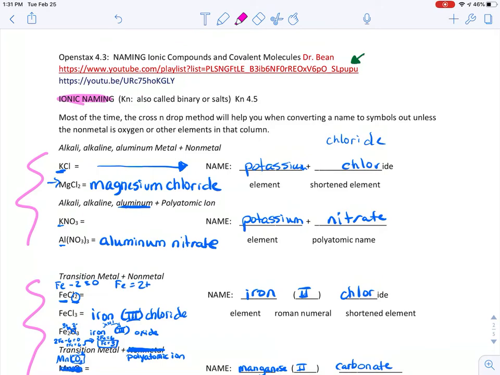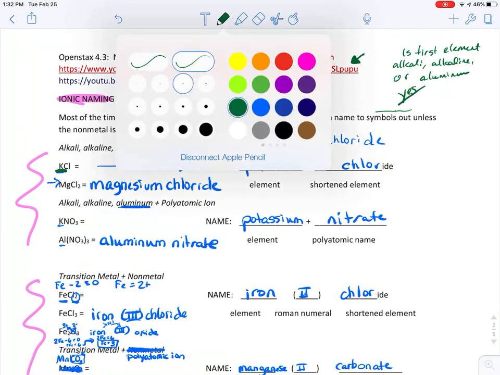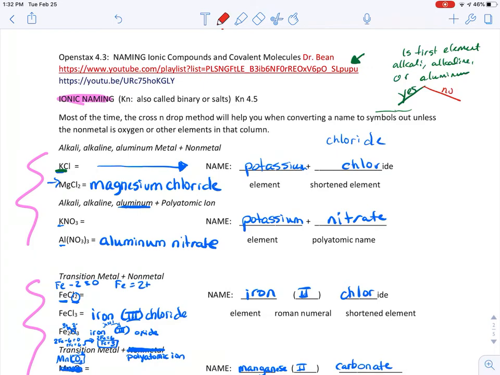I also gave out a flowchart in class, and it's in color, and it starts with something along the lines of, is the first element an alkali, alkaline, or aluminum? And you'll notice K is in that category. So if you said yes, you would go in this direction. And then there's another question. So this is a flowchart that helps you with different namings. And there's a no answer. So it's in your notes that you can check out those flowcharts.